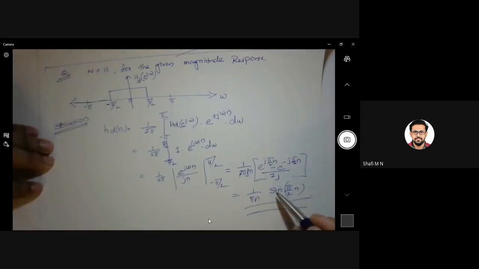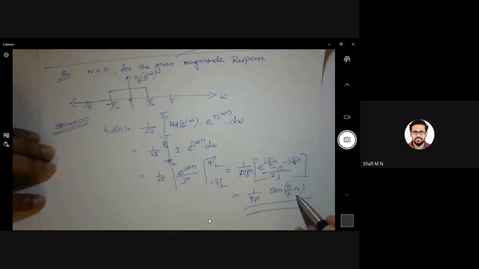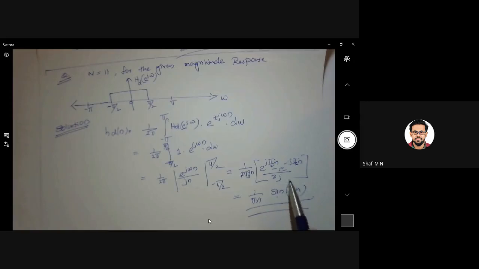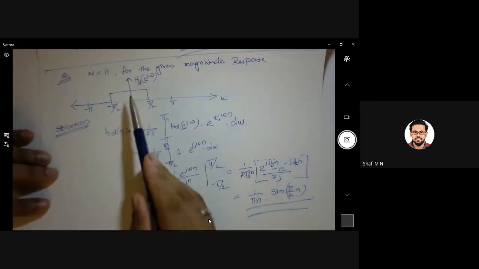e raised to j theta minus e raised to minus j theta by 2j is sin theta. Okay, that's sin theta എന്നുള്ള equation. So this is very simple. h_d of n is this thing. ഇതാണ് നിങ്ങളുടെ impulse response. If you are able to store this, that means n varies from all values up to infinity is acceptable. Okay, അങ്ങനെ നിങ്ങൾക്ക് സ്റ്റോർ ചെയ്യാൻ പറ്റുമെങ്കിൽ exactly you will get the same response.